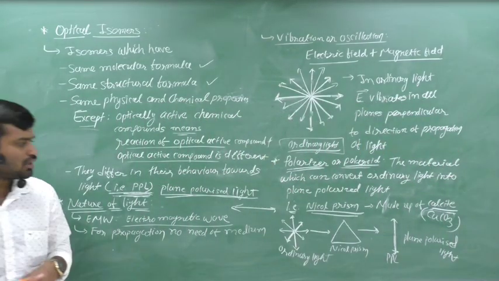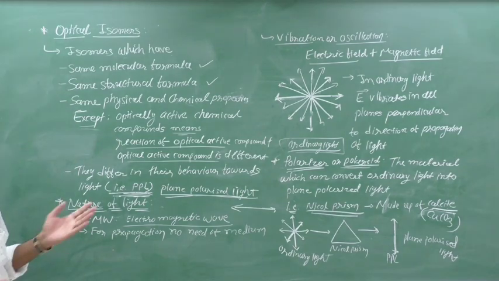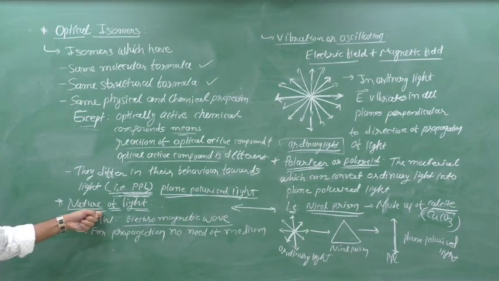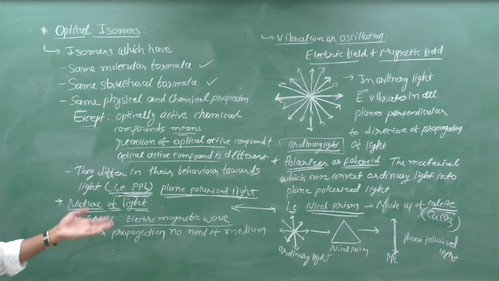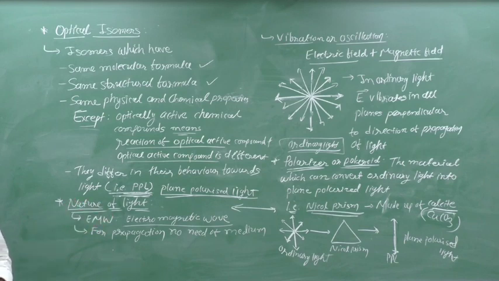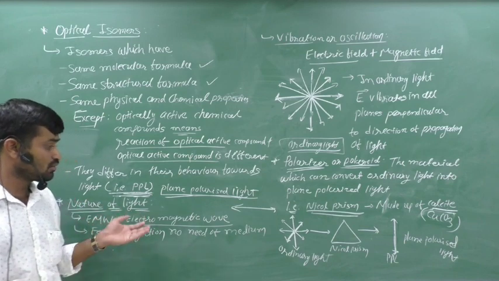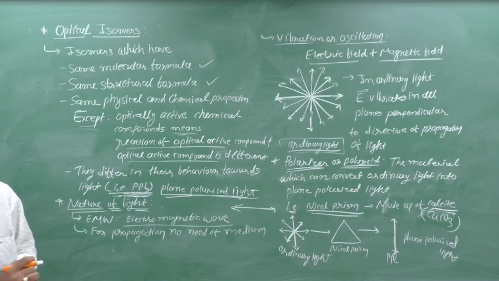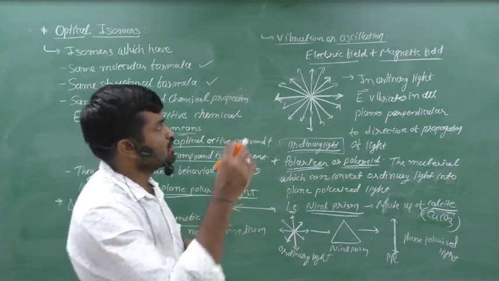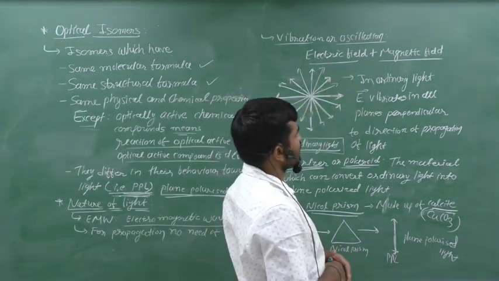Clear? So therefore, some words which we can explain here. First is nature of light. What is light? Light is an electromagnetic wave which requires no medium for propagation. It is a vibration or oscillation of electrical and magnetic field.